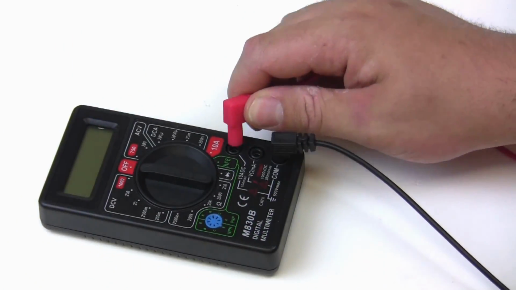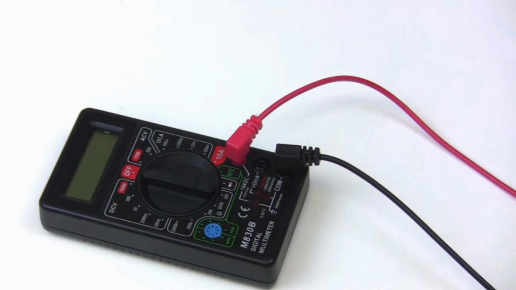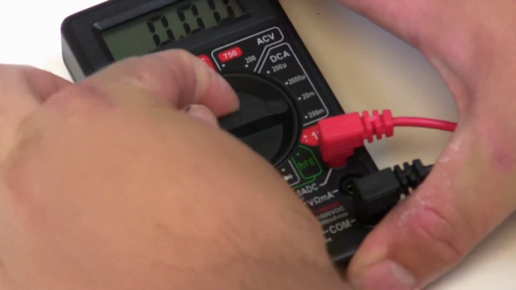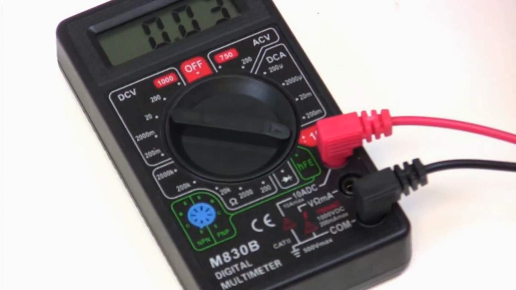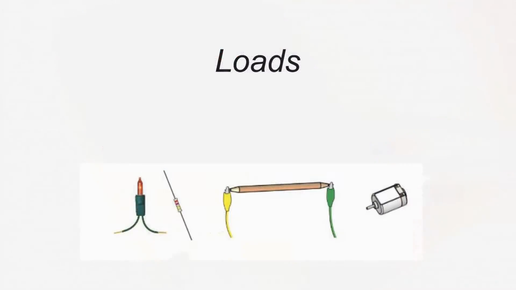To measure amperage, simply take the red lead and put it into the top port marked 10 ADC. Set your multimeter to read 10 amps. Now you're ready to measure amperage.